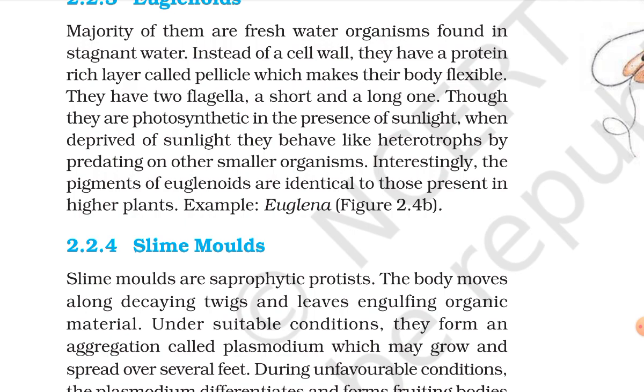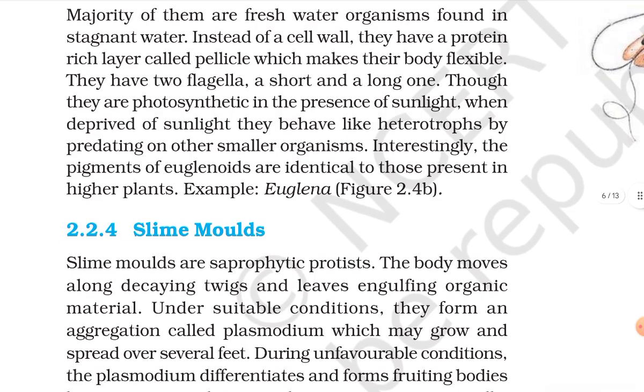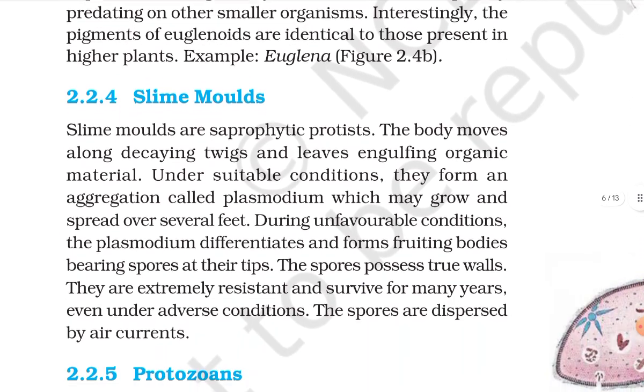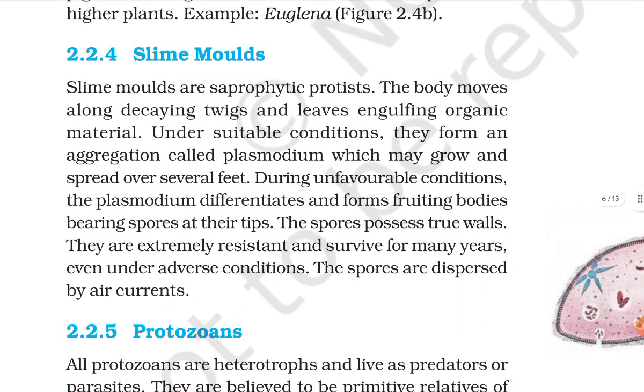Interestingly, the pigments of euglenoids are identical to those present in the higher plants. Example, Euglena. Slime moulds. Slime moulds are saprophytic protists. The body moves along decaying twigs and leaves, engulfing organic material. Under suitable conditions, they form an aggregation called plasmodium, which may grow and spread over several feet.